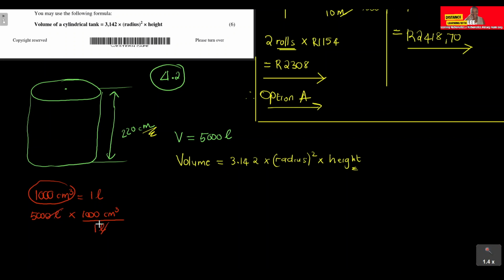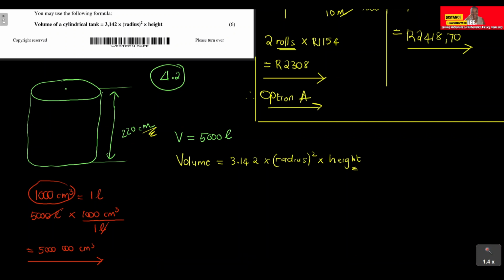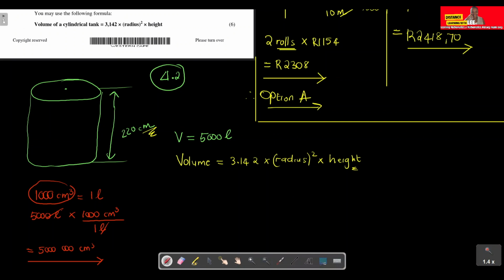The liters and the liters cancel, meaning that 5,000 multiplied by 1,000 gives us 5,000,000, right? Meaning that the units in centimeters cubed is 5,000,000 centimeters cubed. And then now we are more than ready to substitute things into our equation. We're going to substitute that 5,000,000 into our equation.